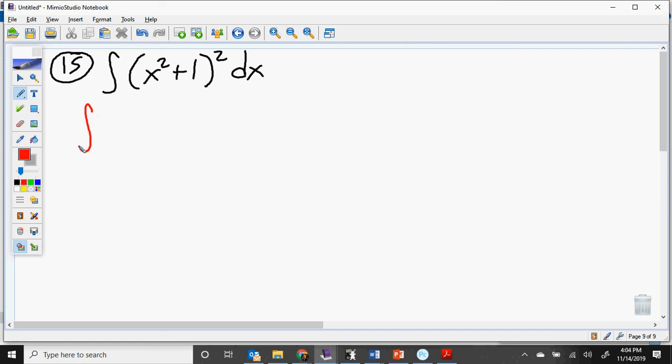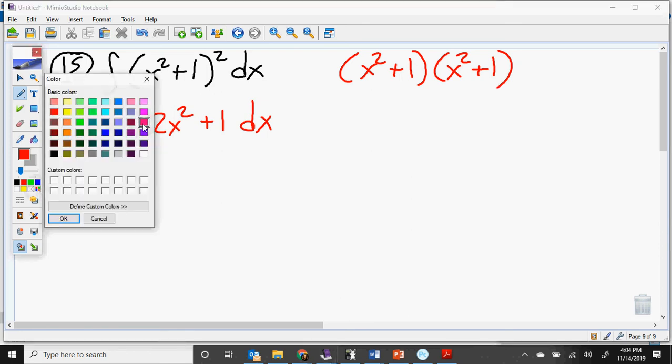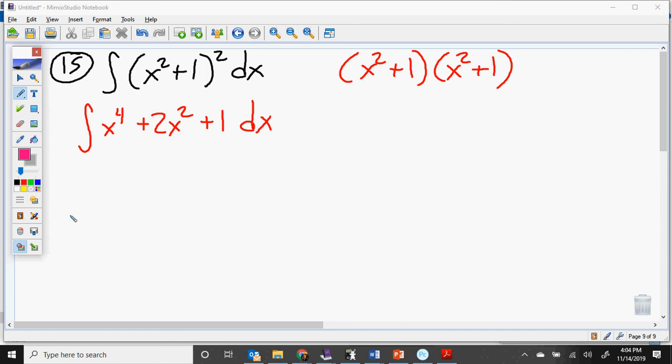We're actually going to square that out, meaning we're going to do a little bit of algebra. So remember, if I square this out, I'll square the first one, x to the fourth, and then 2 times the second times the first, so plus 2x squared, and then square the last one. Or if you wanted to, you could do x squared plus 1 times x squared plus 1 and distribute. Either way, get the same thing. Alright, well, now when I take my integral, I just add 1.